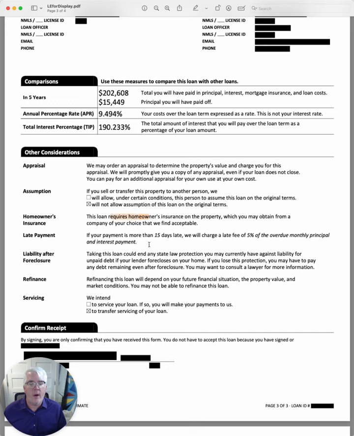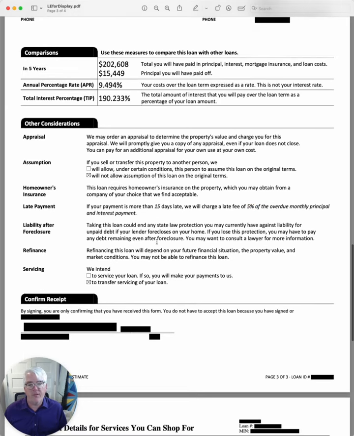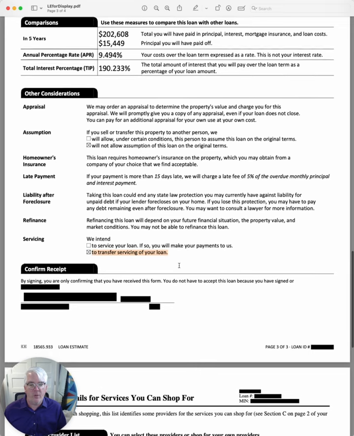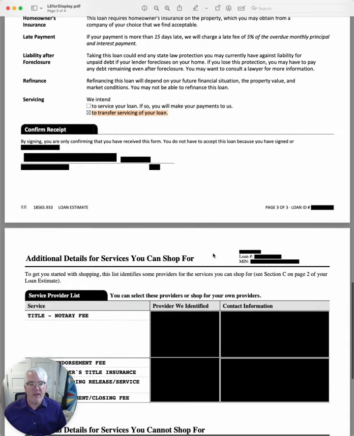The loan does require you to have homeowners insurance. This will have a 5% of the overdue amount penalty if you're late on the payment past 15 days. If this property is foreclosed on, there is no protection for you because you lose this protection after foreclosure. Please talk to a lawyer. Refinancing a loan is a possibility, but again, remember up front, this particular one did have a prepayment penalty, and this particular lender is intending to transfer the servicing of the loan. The borrower does have to sign and date this particular one.